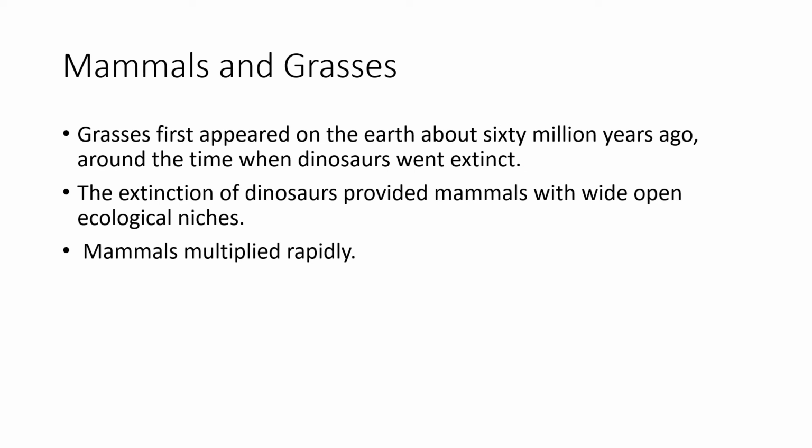The next example is about the relations between mammals and grasses. Grasses first appeared on the Earth about 60 million years ago, around the time when dinosaurs went extinct. The extinction of dinosaurs provided mammals with wide open ecological niches. Mammals multiplied rapidly.